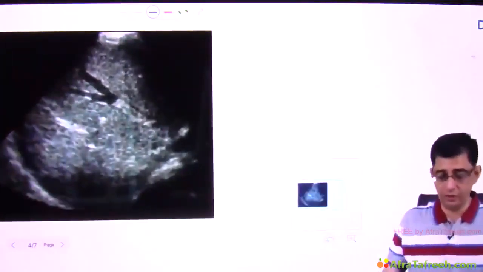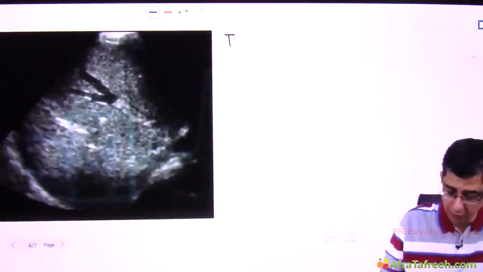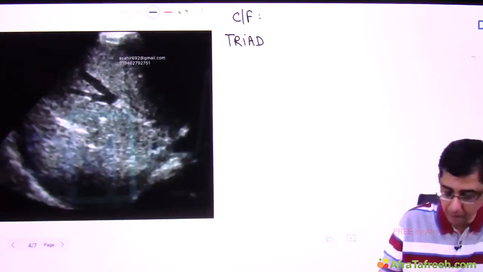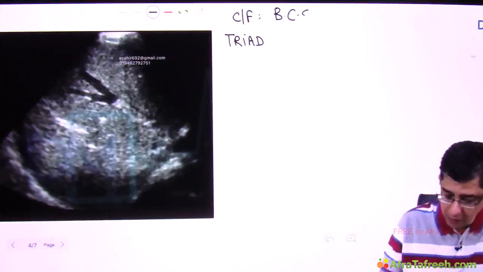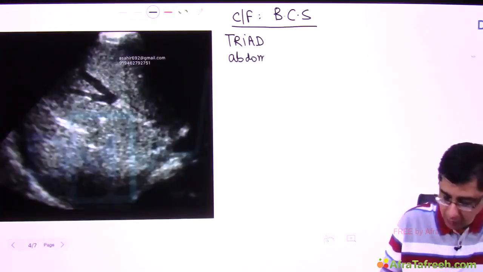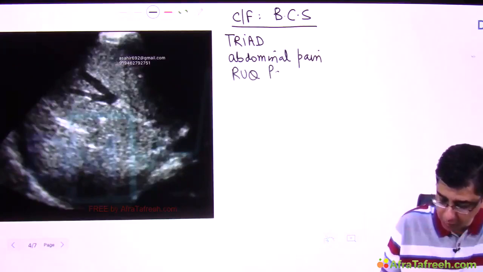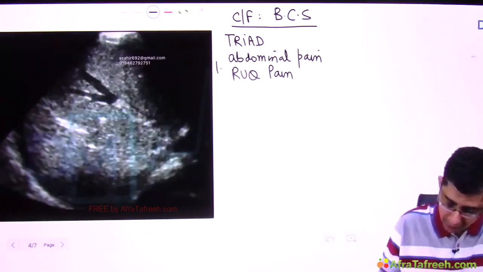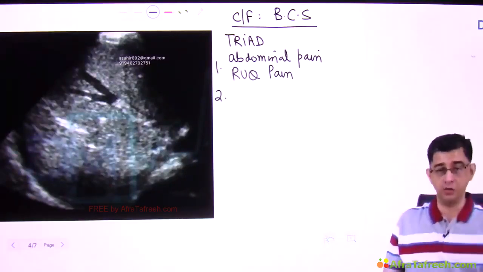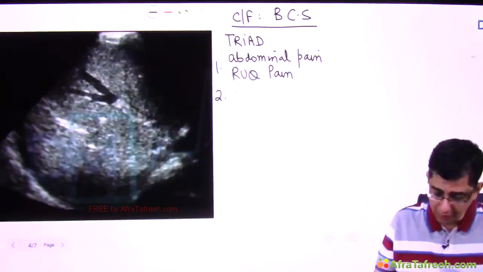For diagnosis of Budd-Chiari syndrome in a patient, you would have clinical features in the form of a triad. BCS is Budd-Chiari. The triad to be remembered is abdominal pain. Due to sudden stretching of the capsule of the liver, the patient will describe tenderness and pain or discomfort in the right upper quadrant. This will be associated with development of ascites.